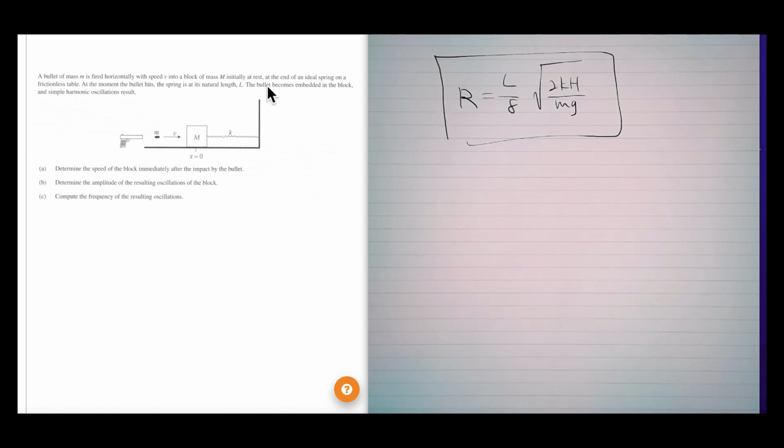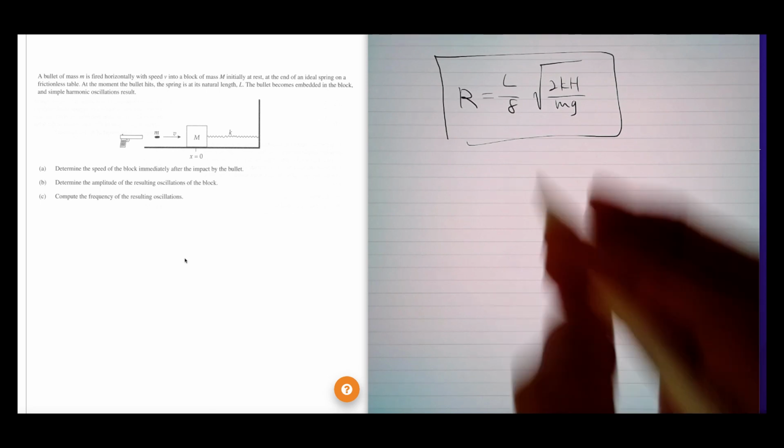The bullet becomes embedded in the block. Now that's important because when it gets embedded, you should recognize that this is an inelastic collision. And the result is simple harmonic oscillation, meaning it's going to go back and forth without friction. Okay, so part A, determine the speed of the block immediately after the impact by the bullet.